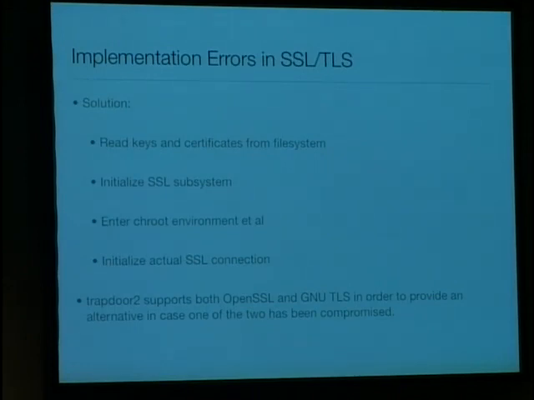And as mentioned before, Trapdoor 2 supports both OpenSSL and GNU TLS in order to provide an alternative in case one of the two has been compromised. So I told you the numbers before, it's quite likely, and when you see an unpatched OpenSSL vulnerability, let's switch to GNU TLS. Although the code quality of GNU TLS in some parts is quite dubious, so I wouldn't really recommend it. But after all, there aren't that many SSL implementations out there, especially not for Unix-like systems. So OpenSSL is really standard.